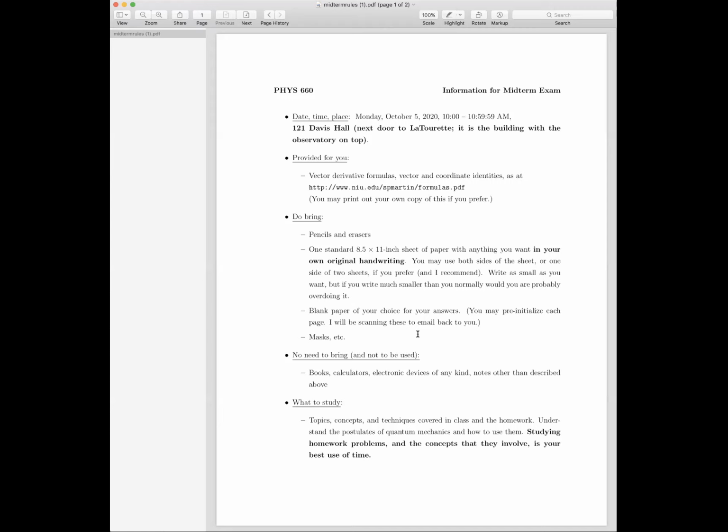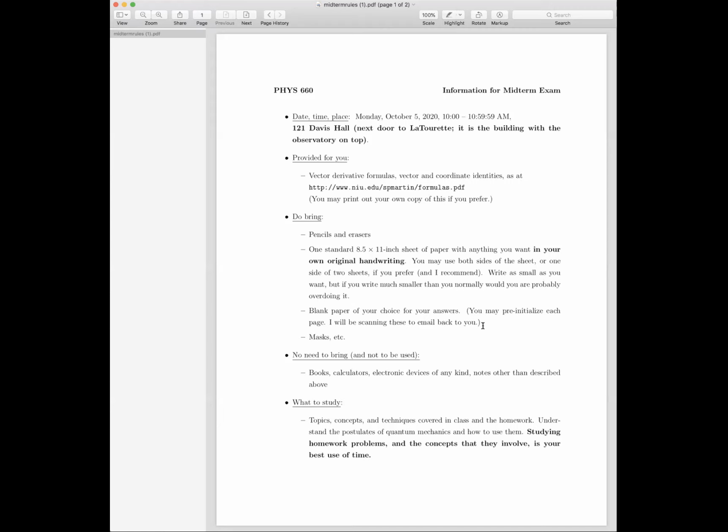If you're worried about your papers getting mixed up with somebody else's, it might be a good idea to put your initials on each page before the exam, just quickly doing that. So we'll make sure we've got the right papers for everybody. And then there should be masks that I think we're required to wear. So don't forget to bring paper, don't forget to bring something to write with, don't forget to make your notes.